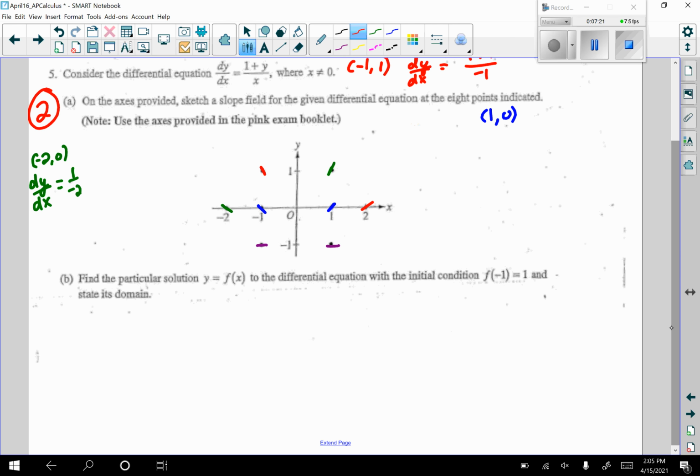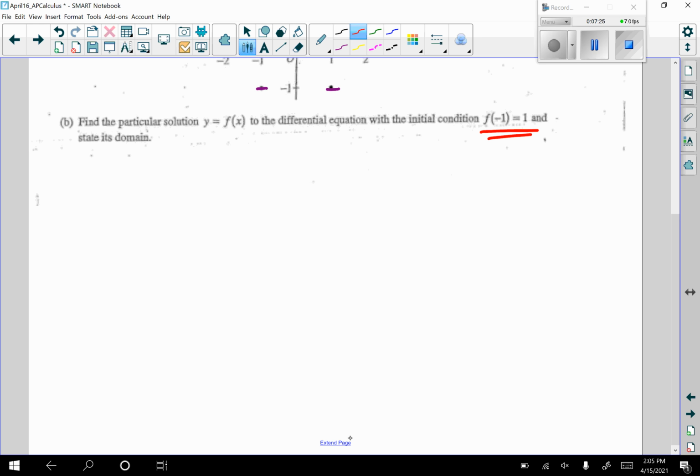All right, looking at part B, we want to solve the differential equation, and this time it has an initial condition. So let's go ahead and take a look at that. We have dy/dx equal to (1 + y)/x. So we definitely want to separate the variables here, and we get 1 point just for doing that. So we'll have dy over the quantity 1 + y equal to, this will stay, 1/x dx. So we get 1 point just for doing that.